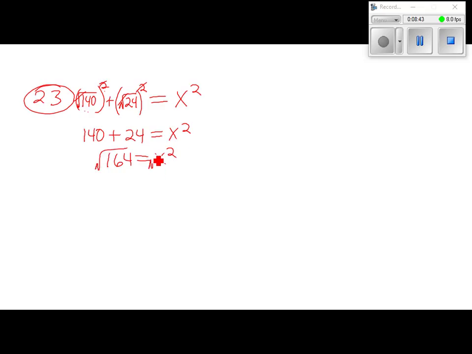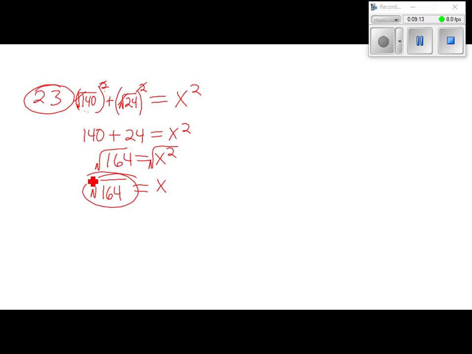Take the square root of both sides, you end up with x equals, do we want the decimal form this time? No. Probably not, because we start off with radical 140 and radical 24, so we probably want to leave it as a radical form. I would accept on this problem just radical 164, because the sides weren't broken down in the first place. Now that might break down.